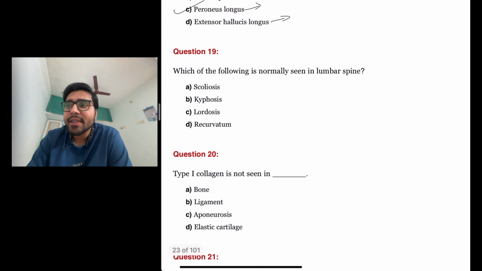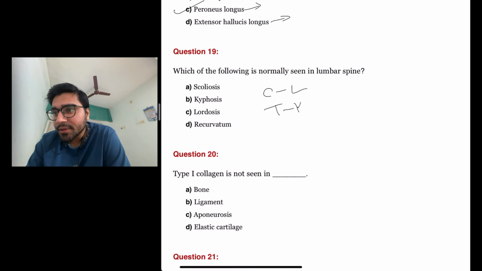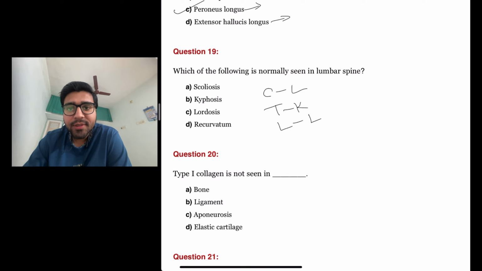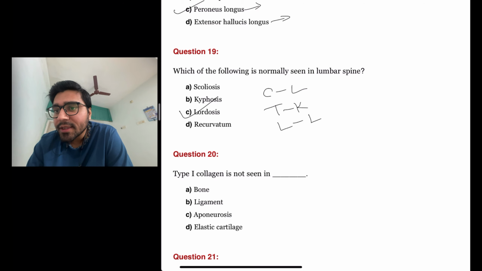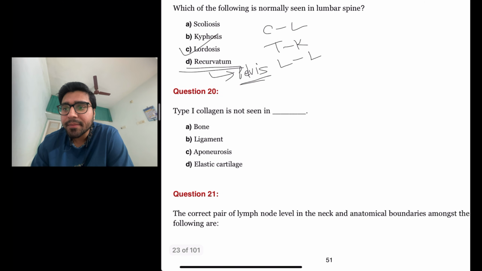Which of the following is normally seen in the lumbar spine? Cervical spine, lordosis. Thoracic spine, kyphosis. Lumbar spine, lordosis. So the answer is C, lordosis. Recurvatum is mostly seen in the pelvis. Anteroinferior recurvature is seen.